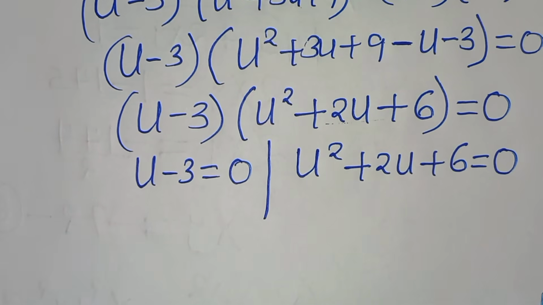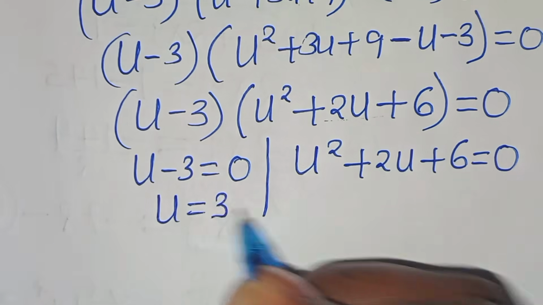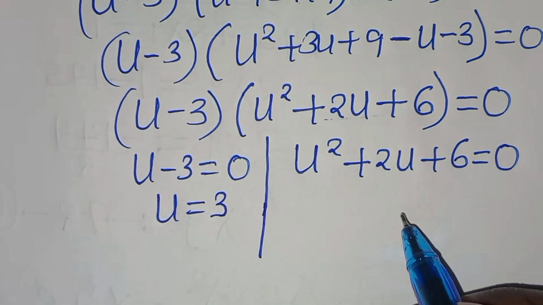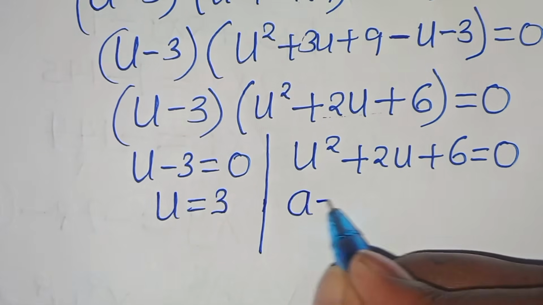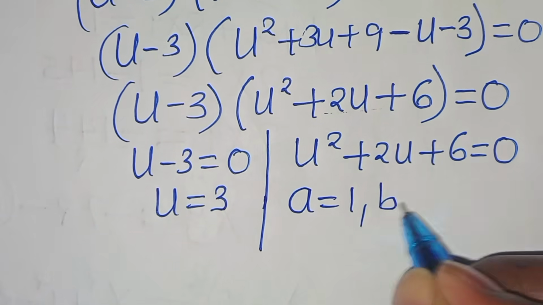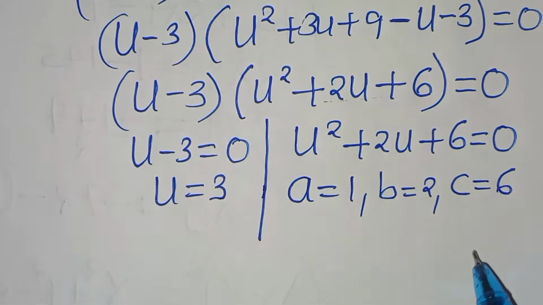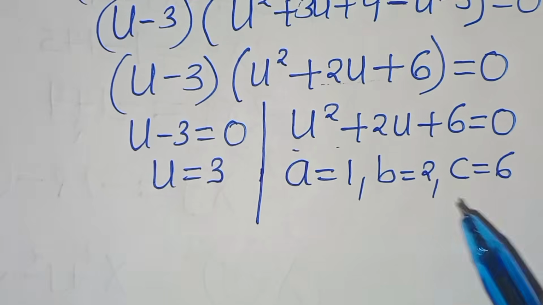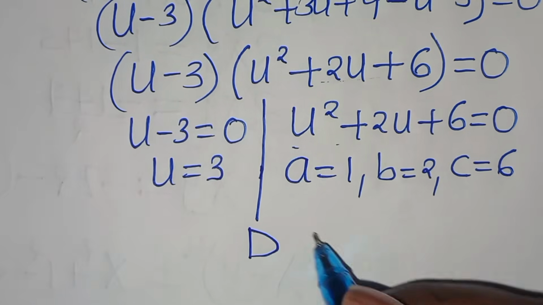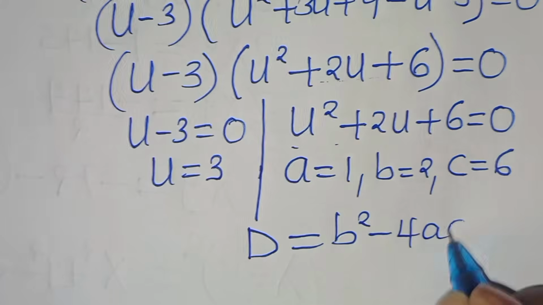Now from the first part here, we have that u is equal to 3. Now from this quadratic equation here, we have the value of a is equal to 1, the value of b is equal to 2, and the value of c is equal to 6. Now, let's assess the nature of the root of this quadratic equation by determining the discriminant value, which is b to the power of 2 minus 4ac.